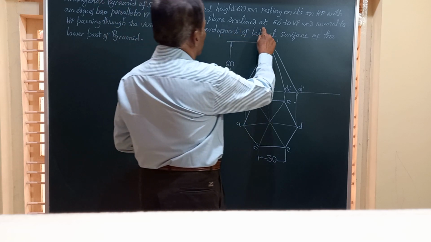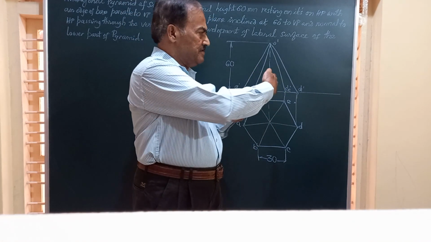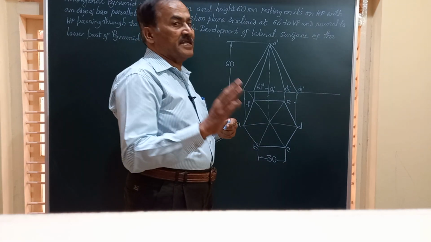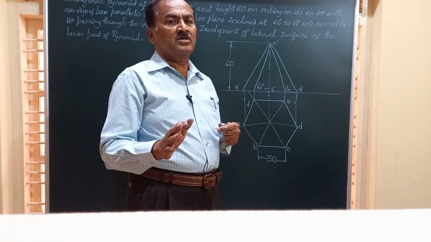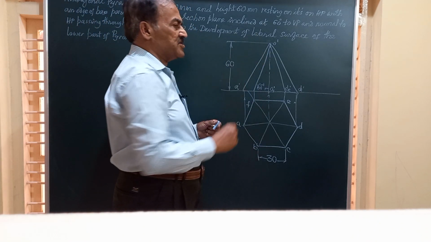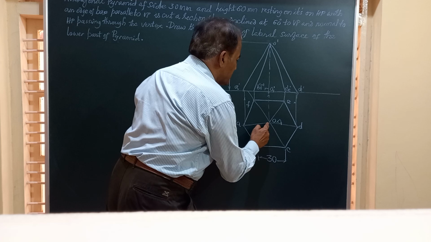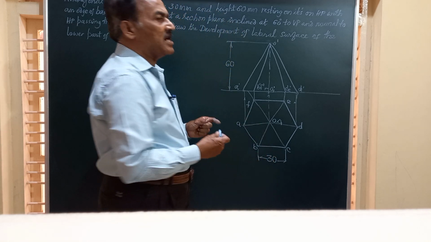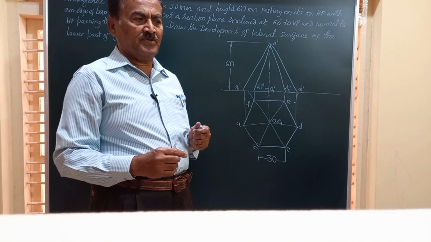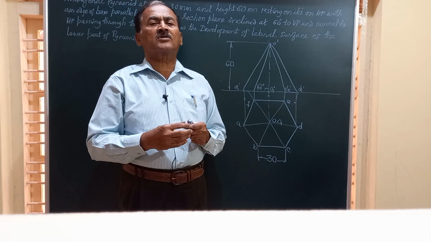It is cut by a section plane inclined at 60 degrees to VP. So inclined to VP, obviously it is going to be perpendicular to HP, and it is at an angle of 60 degrees to VP, and it has to pass through the vertex of the solid. Vertex is O dash. That O we can mark here. This is O comma O1. O is the vertex, and it has to pass through the vertex but inclined at an angle of 60 degrees to VP. So the inclination to VP can be seen only in the top view.